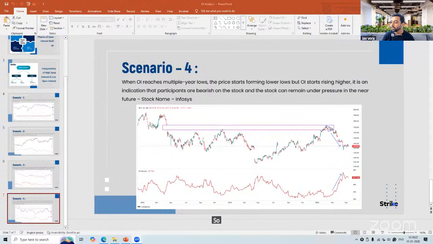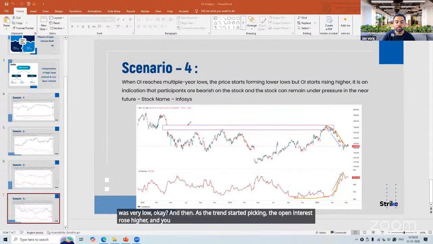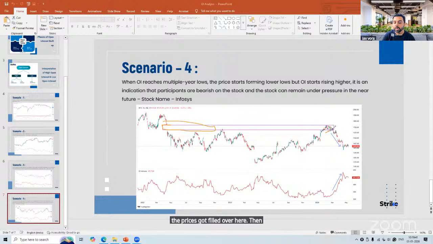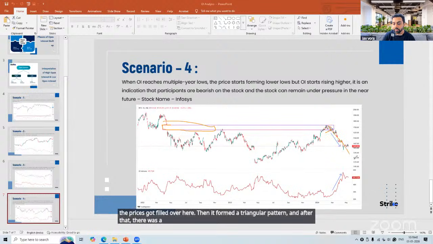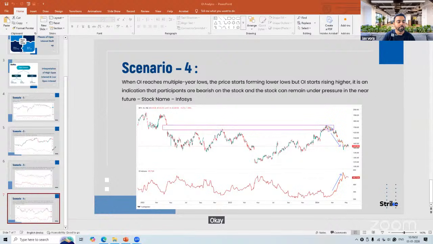So over here, in this case, you can see that the open interest was very low. And then as the trend started picking up, the open interest rose higher. And you could see that over here there was a bigger gap area. The prices got filled over here. Then it formed a triangular pattern. And after that, there was a breakdown. And from 1700, Infy fell to almost around 1200 or so. And that's where open interest shot up higher. So these are the kind of variations that you see.